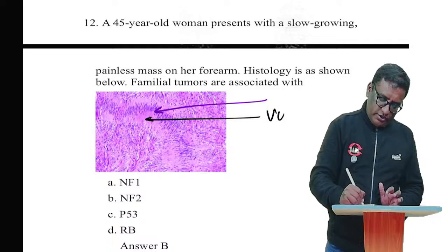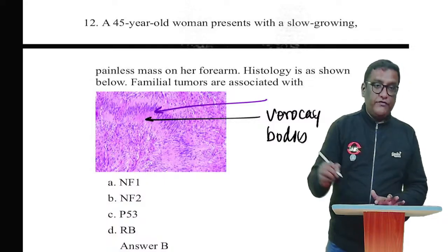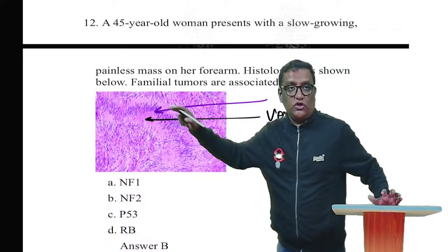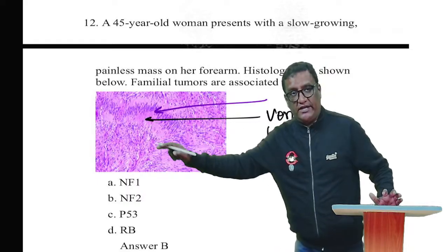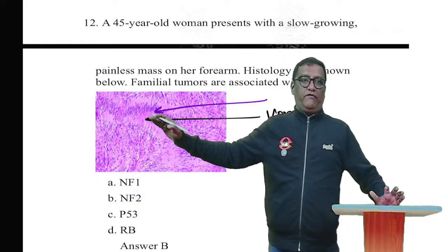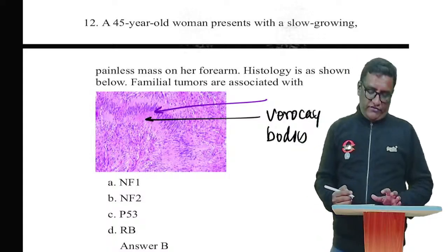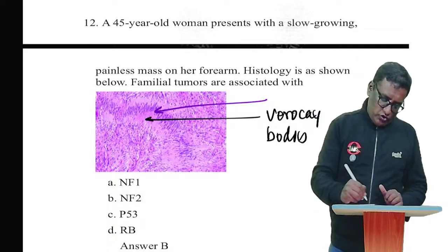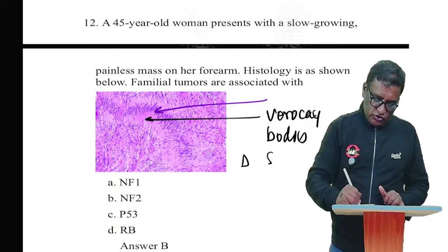What is a Verocay body? Verocay bodies are nuclei-free zones that are there. So look at this. This is your palisading nuclei, one row of nucleus, another row. In between there is a Verocay body. Verocay bodies are very characteristic of schwannoma. So my diagnosis is schwannoma.